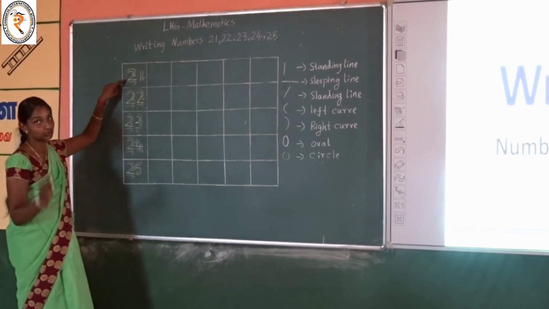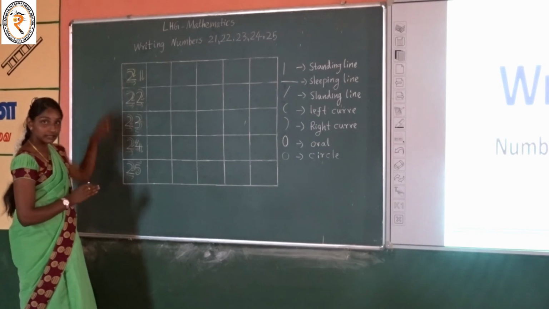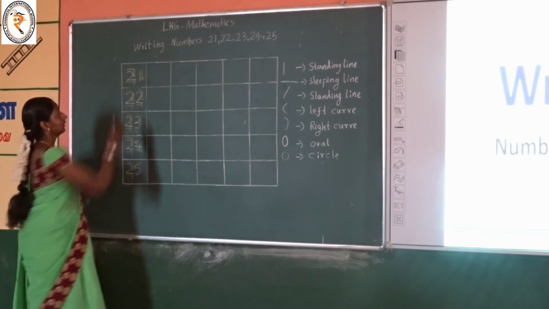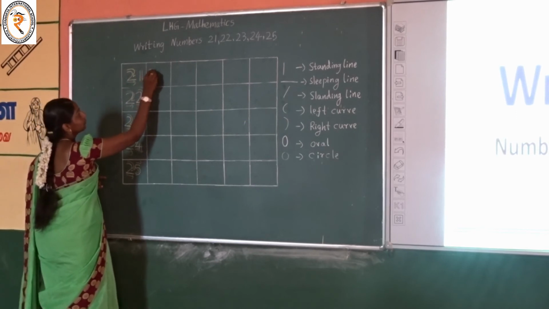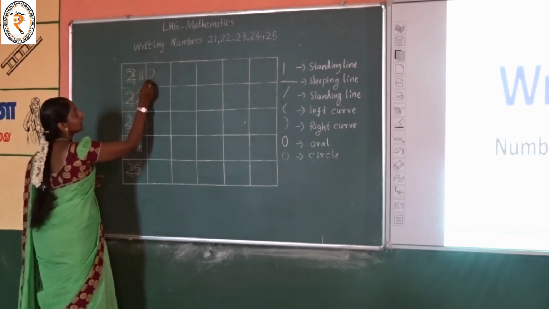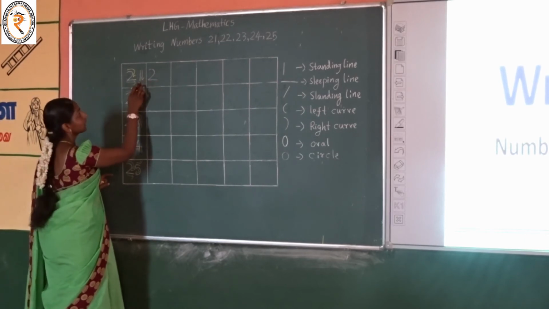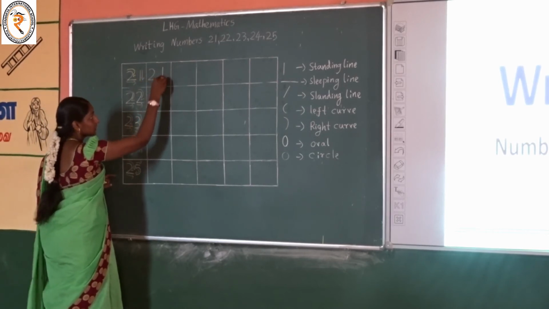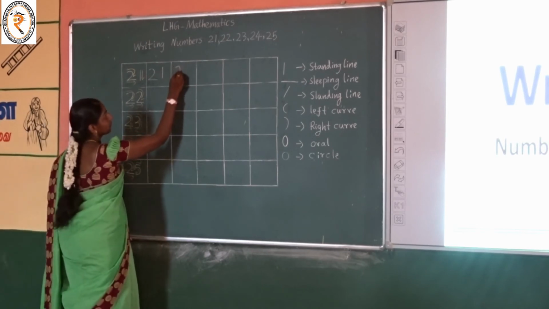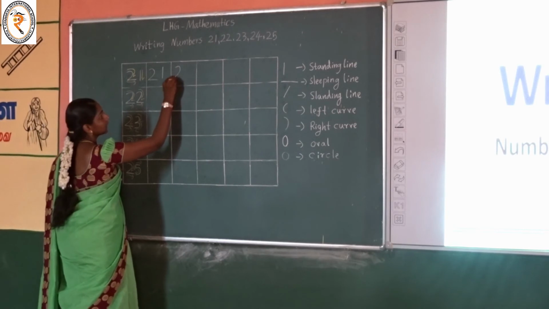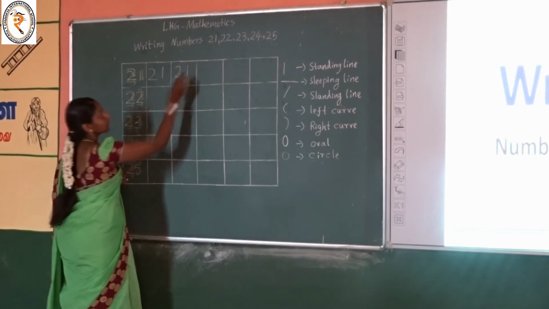Numbers 0 to 10. Then it will be easy for writing these numbers. Okay, start. To write the number 2, put a right curve like this and complete it with a sleeping line. To write the number 1, put a standing line. Is it clear? Listen to me. Put a right curve and end up with a sleeping line. For 1, put a standing line.